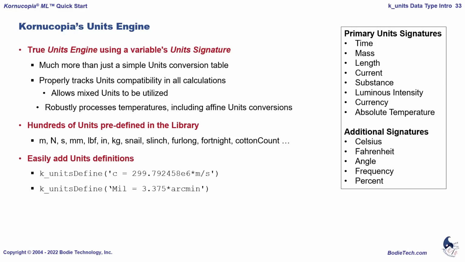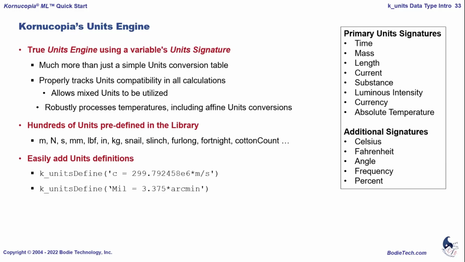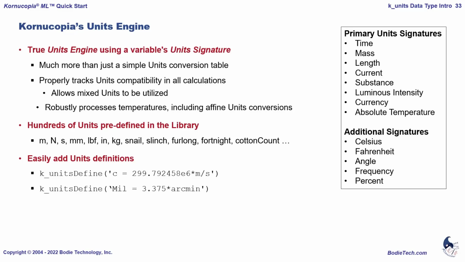You can also easily add your own definitions. So let's say you're doing a lot of work with the speed of light. You can define a unit that c equals this, and then that will be part of the units thing. And you can do k-units 35, comma, quote c, and then that would be 35 times the speed of light. Or you can define a mil, which some people in the military use, which is different than the lowercase mil, is a form of an arc angle measurement.